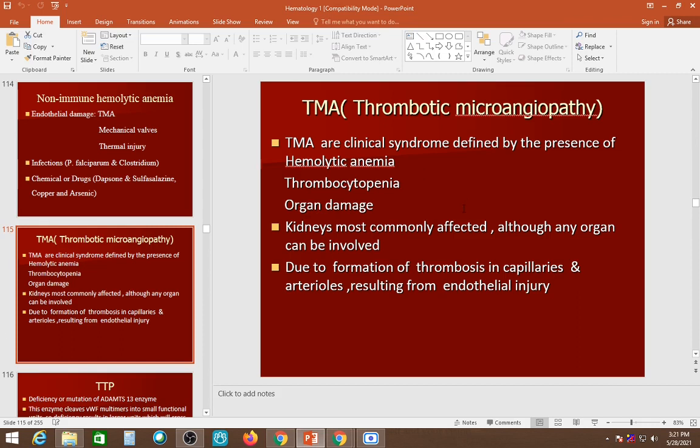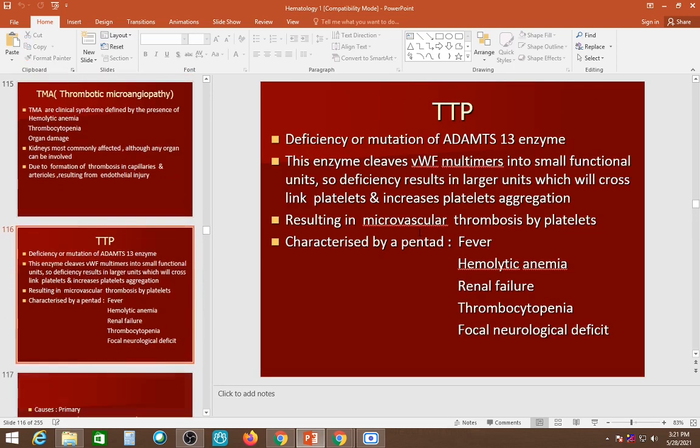So how does it cause this thrombosis? As a result of endothelial injury, there is formation of thrombosis in the capillaries as well as the arterioles. Again, under this TMA, we include two diseases. One is TTP and the other is HUS.